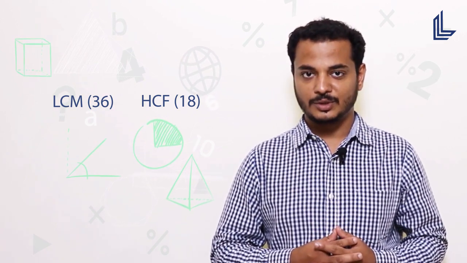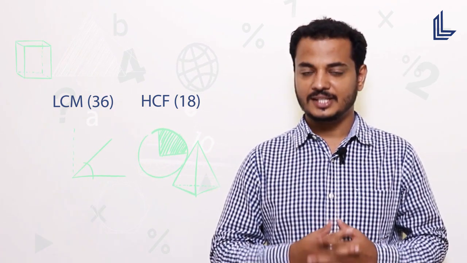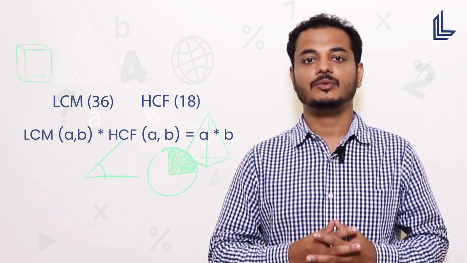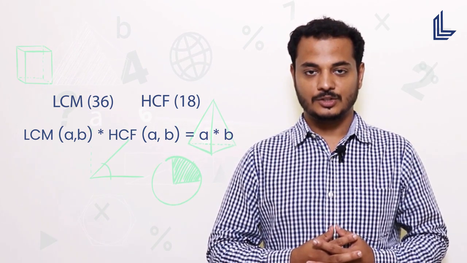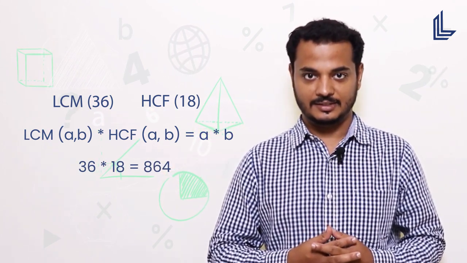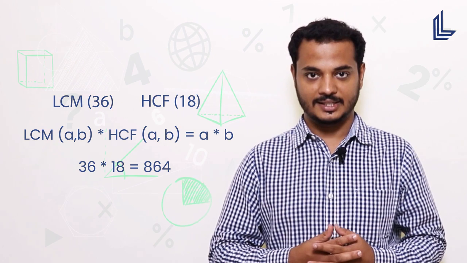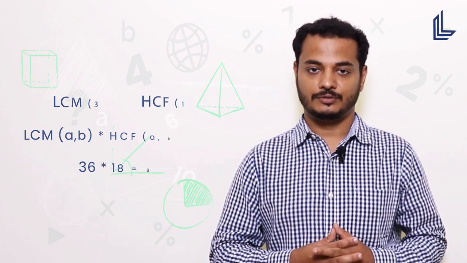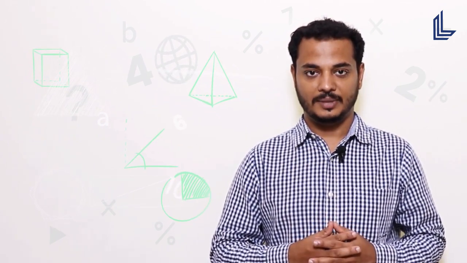Consider this simple example. The LCM of two numbers is given as 36, and the HCF of the two numbers is given as 18. Can you find the product of these two numbers? Simple. We just discussed that the product of the LCM and HCF of any two numbers will be equal to the product of these two numbers. So what was the LCM? LCM was 36. What was the HCF? It was 18. So if you just multiply these two, that is 36 into 18, which is 864, this itself will be the product of the numbers. So that's where you apply this rule.